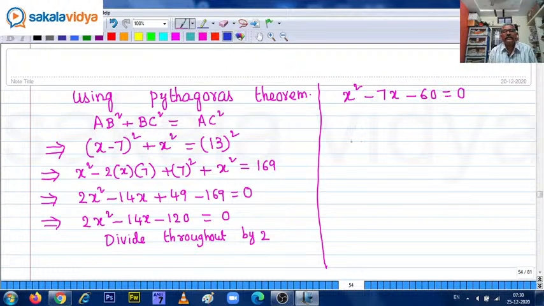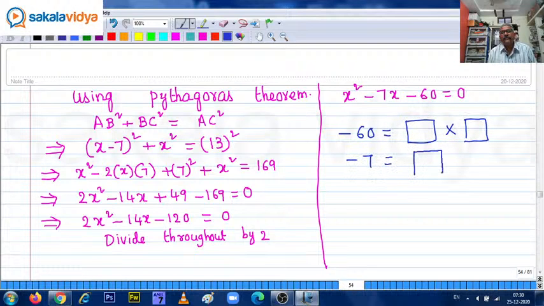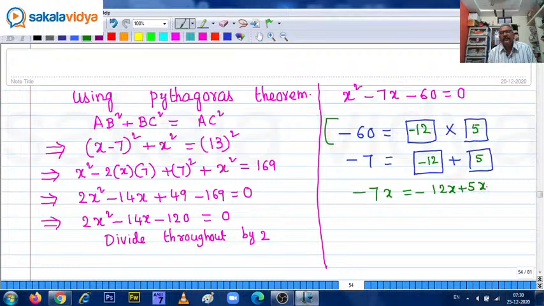So now the factors we need to find out. Here minus 60 is the product of the two numbers. Here minus 7 is the sum of the two numbers. So we search for the numbers. This can be written like this: 12 times 5 is 60, correct. 12 plus 5 is 17, but we need minus 7. If you put minus here, minus 12 plus 5 is minus 7. So this minus 7x can be written as minus 12x plus 5x. This is the important step.